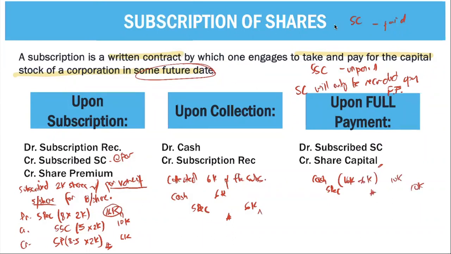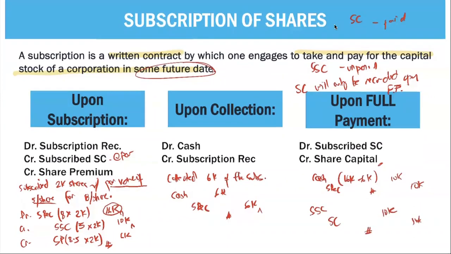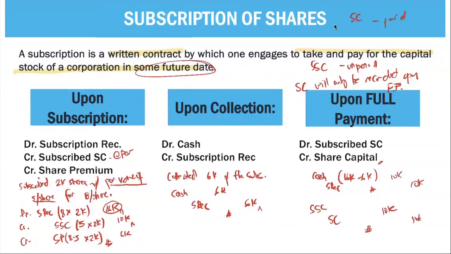After that, we record now our share capital. So you just need to reverse the subscribed share capital, which is initially recorded at 10,000, and credit share capital of 10,000. Okay? That's how we will account for your subscription of shares, if ever there is a full collection. Because in subscription of shares, our main problem is if there is full collection or there is a delinquent collection.